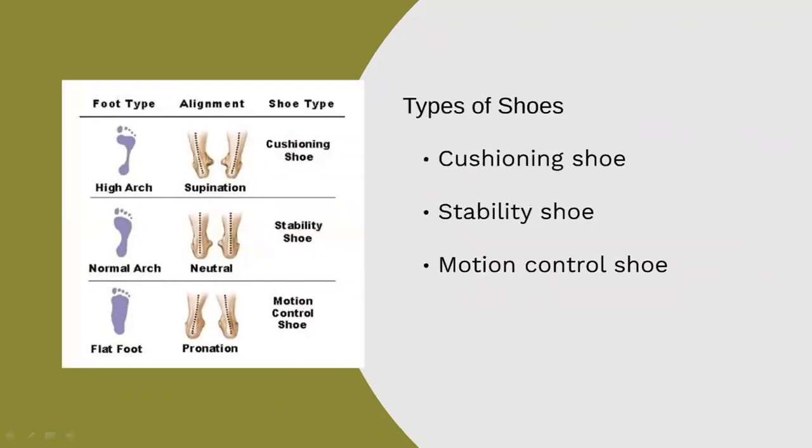The types of shoes are the cushioning shoe, stability shoe, or motion control shoe. For a high arch foot type, with supinated alignment, the shoe type must be a cushioning shoe. For a normal arch, there's a stability shoe. For a flat foot, there's a motion control shoe.